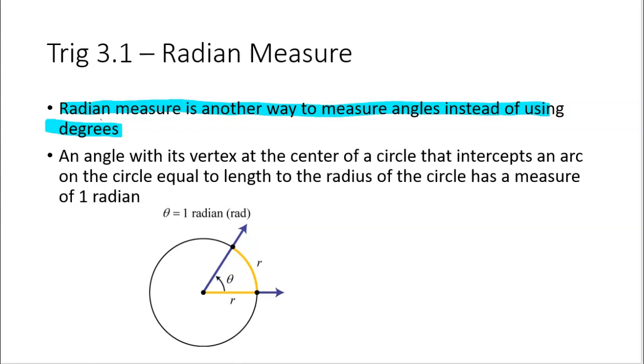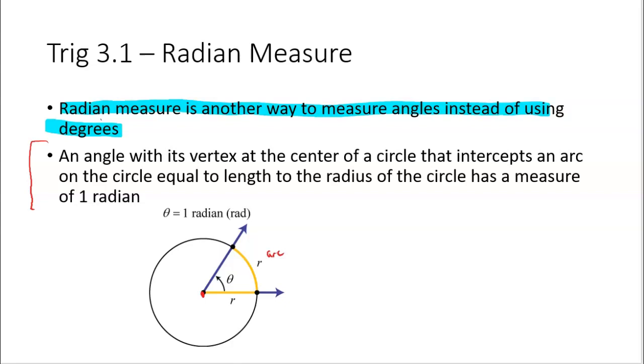We have a little definition. It's an angle with its vertex at the center of a circle. So here's our vertex right here that intercepts an arc. So here is our lovely arc. And that arc is equal in length to the radius of the circle. Notice that my little r here and this little r here are the same. When those are the same, we have what's known as 1 radian. So essentially what we're finding is this distance right here all the way around our circle.